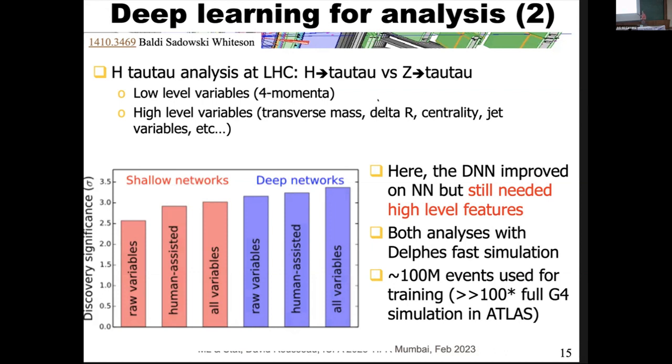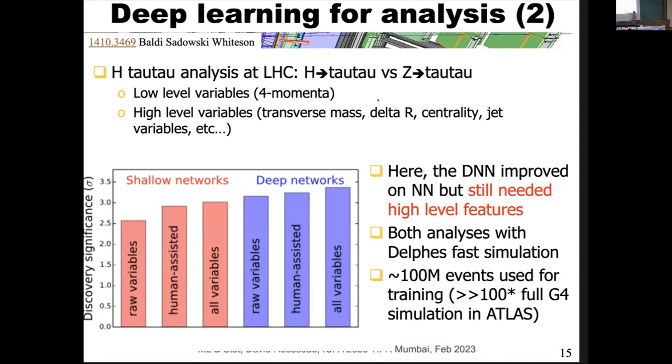And then the story is a bit different with a simple network. It's now the significance. It's not the AUC anymore, but to compare, it's even better than the AUC. But the story is the same. You have the raw variables, human-assisted, meaning the expert variables, and then all variables. So here you can see that the neural network does not learn everything. And then for deep neural networks, at least everything is better, but you have the same hierarchy.